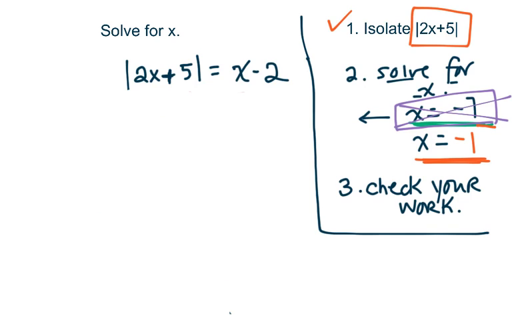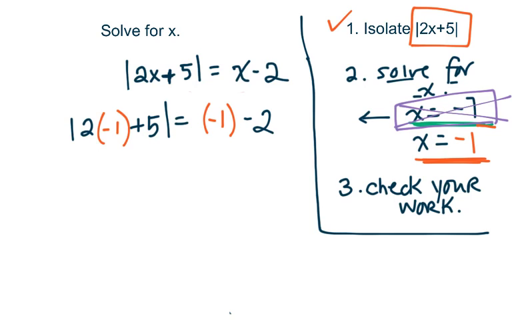So the other one we're going to check is x equals negative 1. So the absolute value of 2 times negative 1, plus 5, is equal to negative 1 minus 2. So let's check it out. So 2 times negative 1 is just negative 2 plus 5 is equal to negative 1 minus 2 is negative 3. So negative 2 plus 5 is 3.